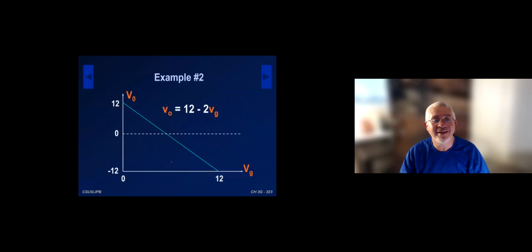If I graph from 0 to 12, you can see it inverts. V naught goes from 12 when VG is 0, to minus 12 when VG is 12. Straight line down, basically.